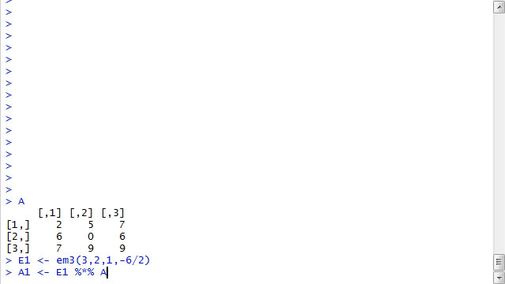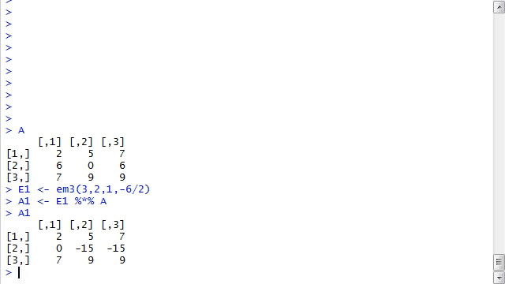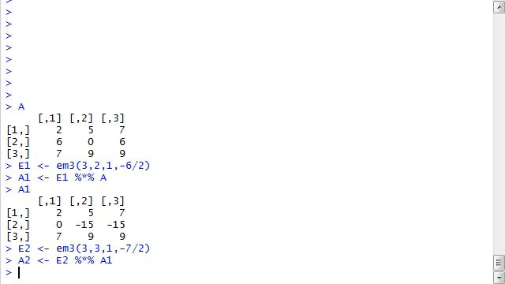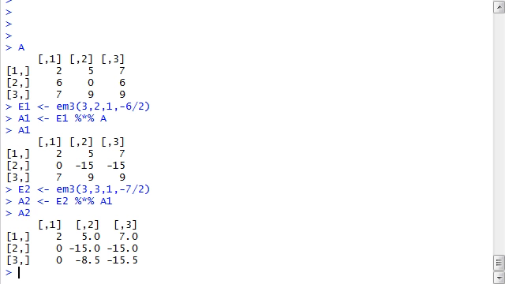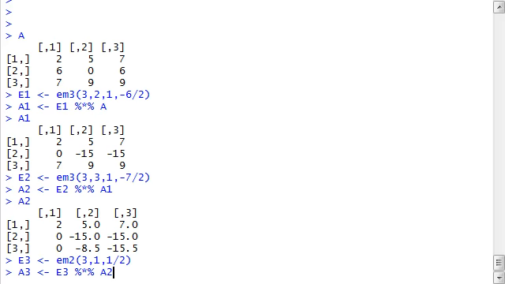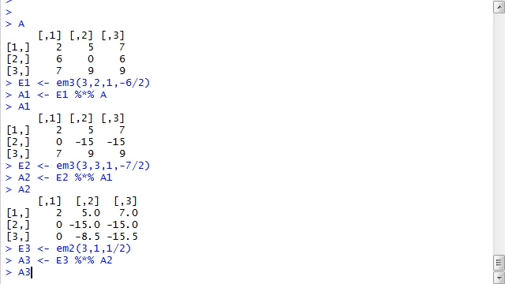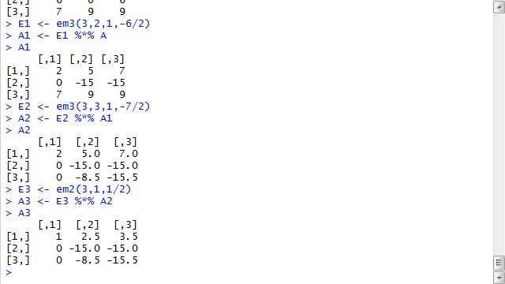Let's call the result A1, and we can see that A1 has exactly 0 at position 2, 1. Next, let's get rid of this 7 in position 3, 1. To do that, we use the following swap matrix. And the product will be called A2, and now A2 has zeros in column 1, rows 2 and 3. And the final thing we need to do, if I want to transform the first column into 1, 0, 0, is to multiply the first row by a half. So then we need this scale matrix E3. And let's call the final matrix A3, and A3 has as its first column precisely what we wanted.